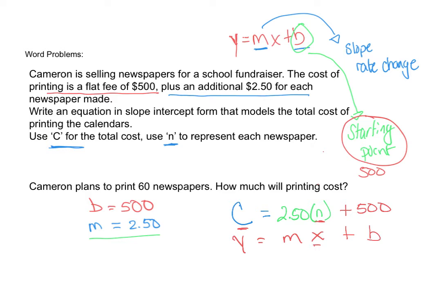Now, if Cameron plans to print 60 newspapers, how much will it cost him? Well, I'm going to take my equation and plug in the number 60 instead of the letter N and calculate the cost. So 2.50 times 60, and then add on 500. If I plug this into my calculator, Cameron would need to pay a total of $650. That would be his total cost. And this scenario helps us to understand, how much should Cameron be charging for the newspapers in order to actually make a profit?